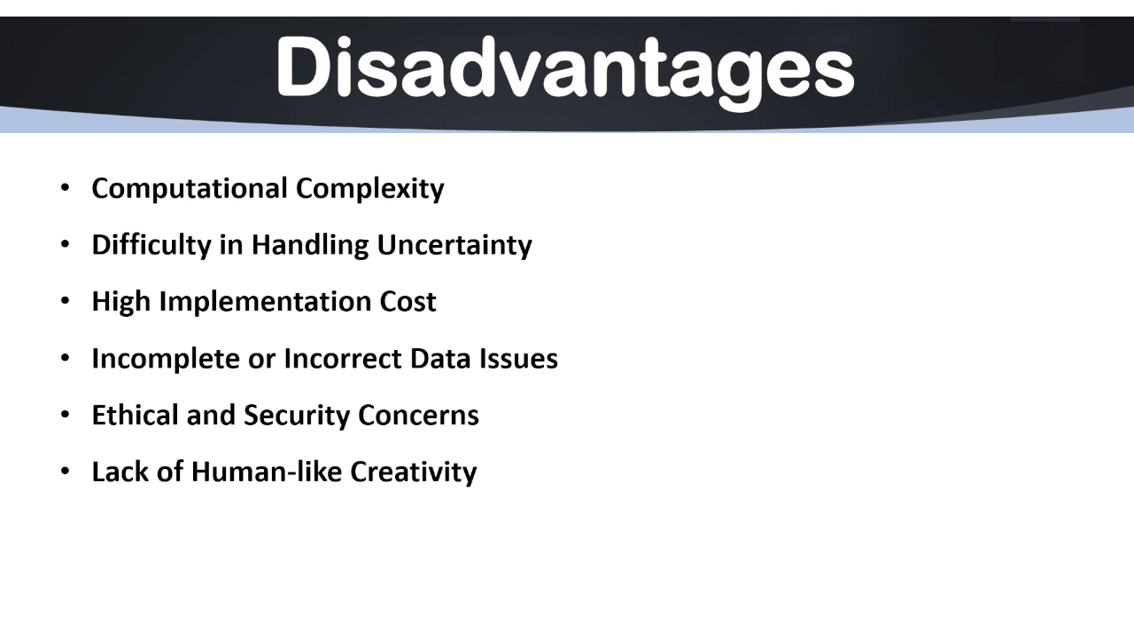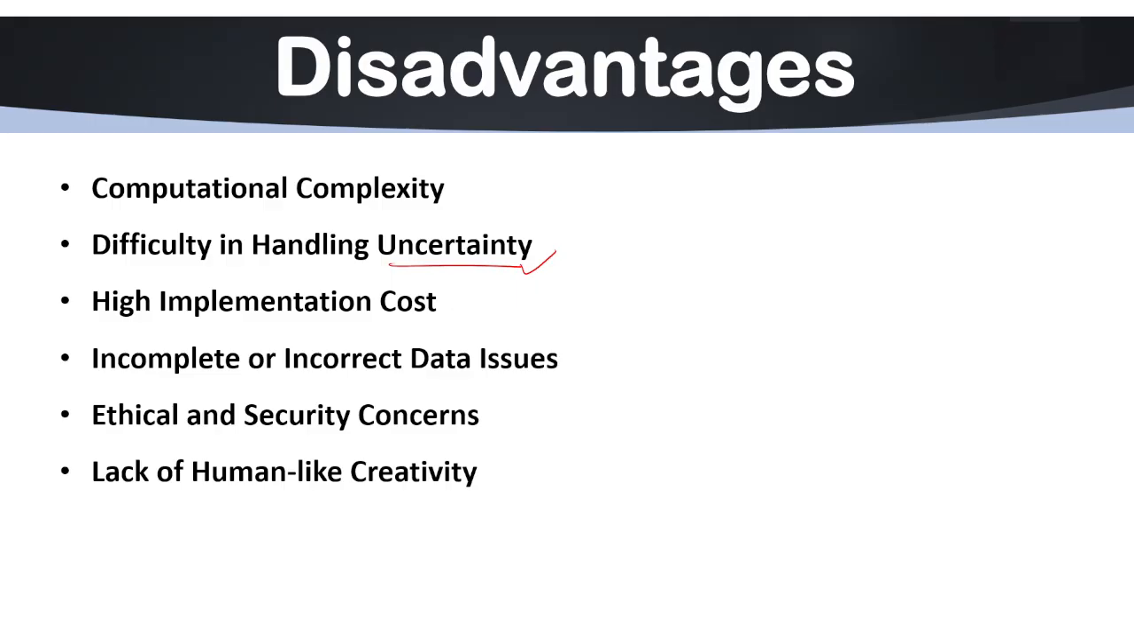Next disadvantage is difficulty in handling uncertainty. So in AI systems, we have so many conditions where uncertainty occurs. If we are using a planning system, sometimes it is very difficult for the system to handle uncertainty. For example, a warehouse robot might plan to pick an item, but if the item is misplaced, it may fail without an adaptable plan. This is the condition where it becomes difficult for a robot to handle uncertain conditions.